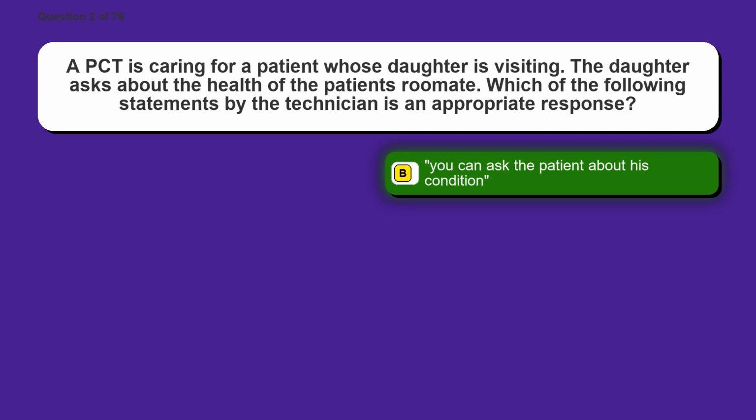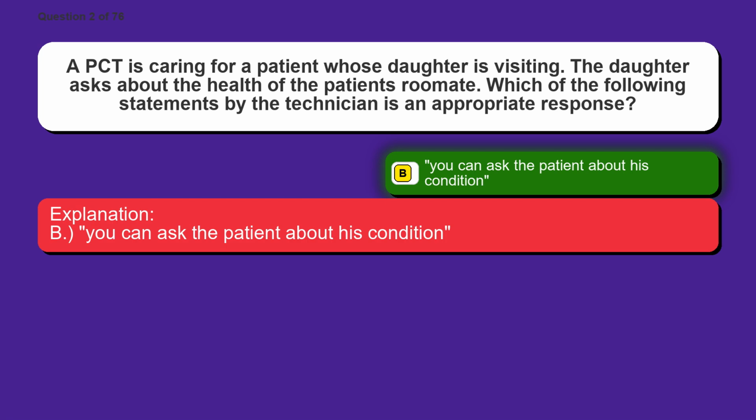The correct answer is option B. You can ask the patient about his condition.